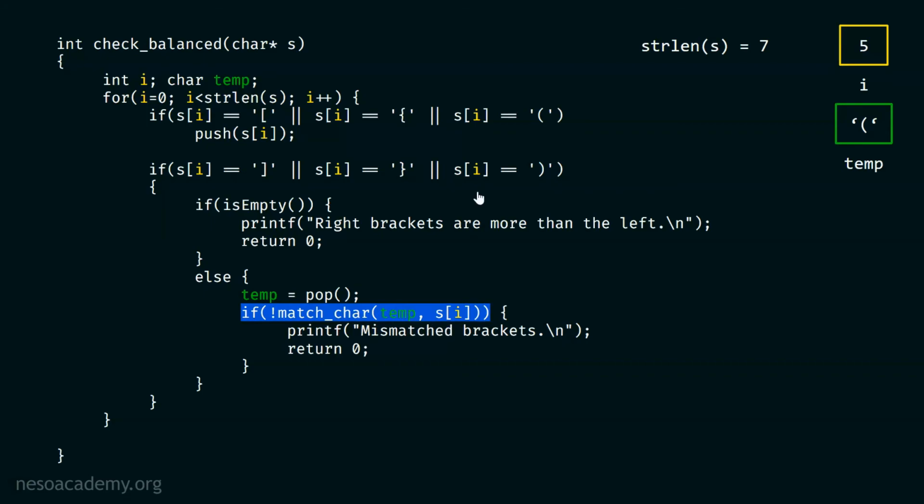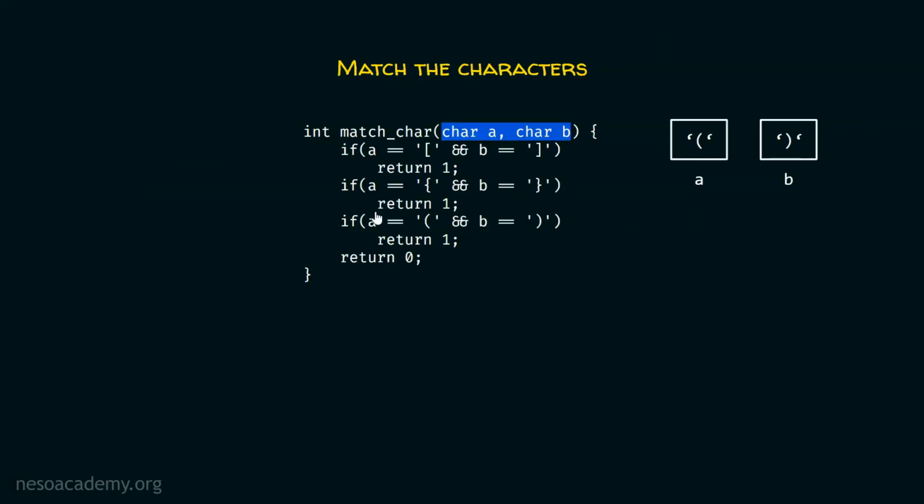Understand this, right? We know that si is a right round bracket and temp is actually holding the left round bracket. We know that there is a match. Left round bracket is actually matching with right round bracket. But we have to define this function match char, right? How to match these two characters? And what will this function return? This is how this function looks.